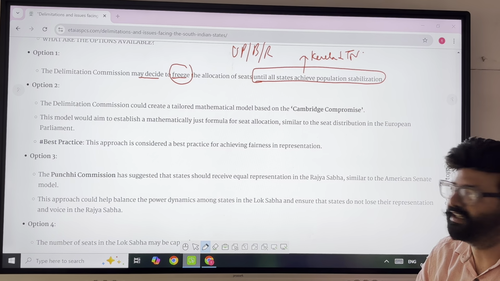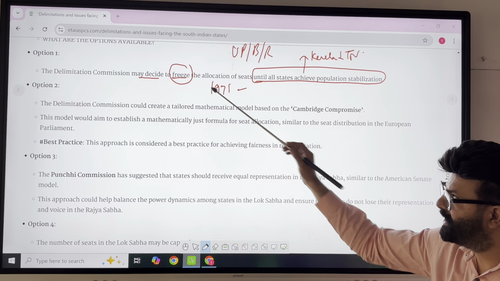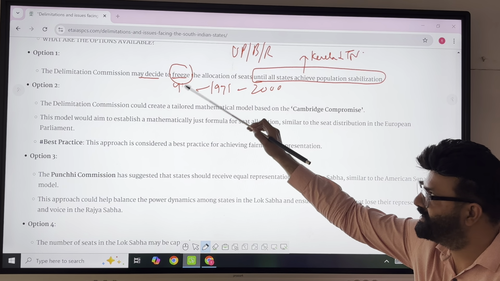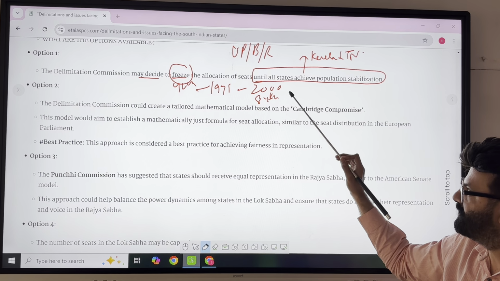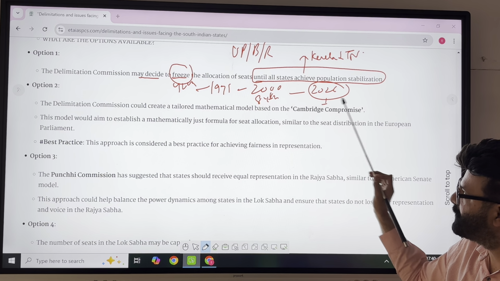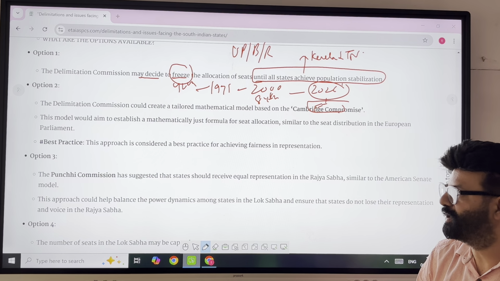That is what we have done in the 1971 also. Okay, it will be freeze till 2000. This was done by 42nd Constitution Amendment. In 2000 there was 84th Constitution Amendment which further freeze till 2026. So again what we are proposing, that we must freeze until we achieve the population stabilization.